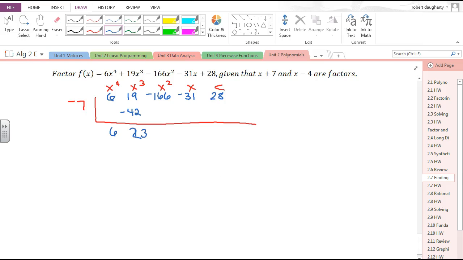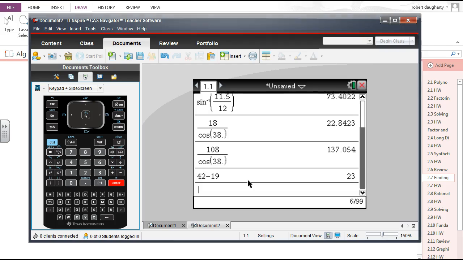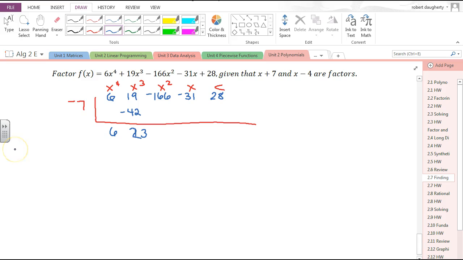Okay. Then I need to figure out what is negative 7 times 23. So 7 times 23, 161. So this is negative. Wait, this one is negative. Okay, you see I'm making mistakes. That one is positive. So what is negative 166 plus 161? Negative 5. What's negative 7 times negative 5? 35. What's 35 minus 31? 4. What's negative 7 times 4? Negative 28 and 0.